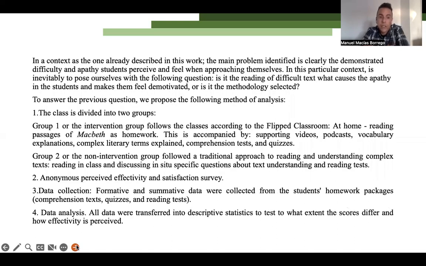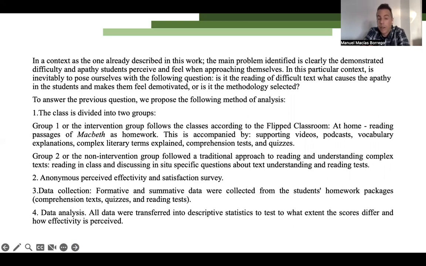In a context such as the one already described in this work, the main problem identified is clearly the difficulty and the apathy students perceive and feel when approaching their studies. In this particular context, it is inevitable to pose the following question. Is it the reading of difficult text that causes the apathy in the students that makes them feel demotivated, or is it the methodology selected? To answer the previous question, we propose the following method of analysis.